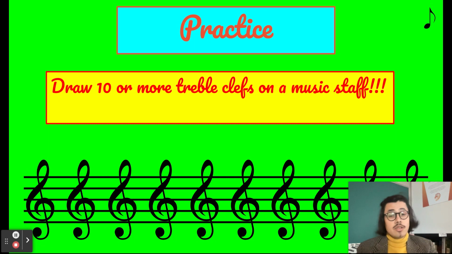Go ahead and draw 10 treble clefs or more on your music staff. But remember, these are only to be written on the left side of the staff if you're going to write music.